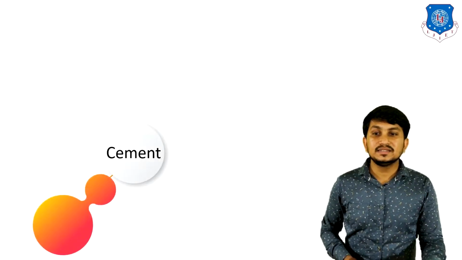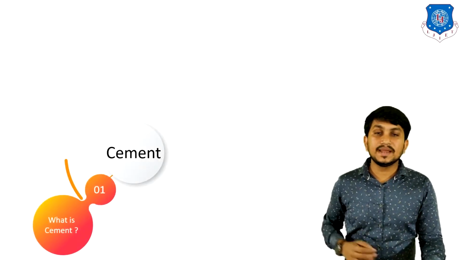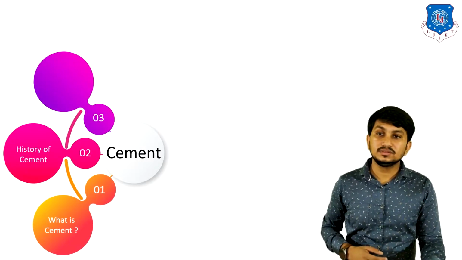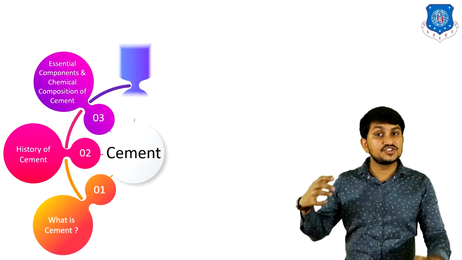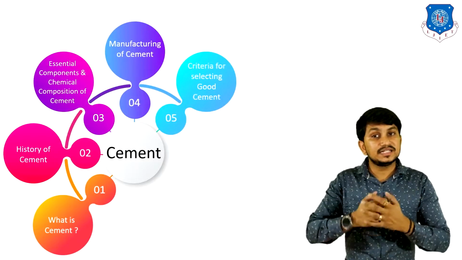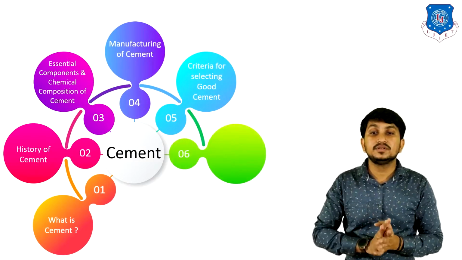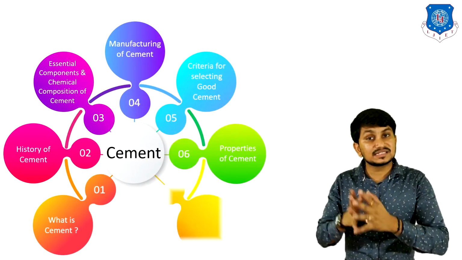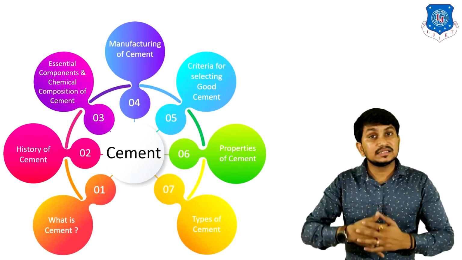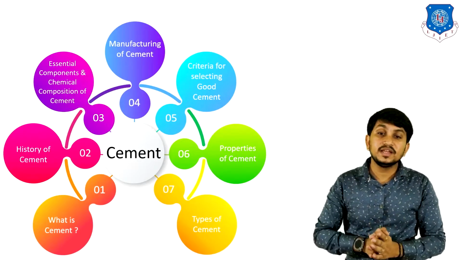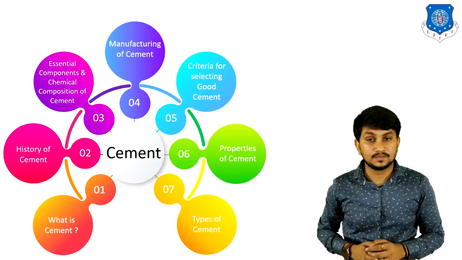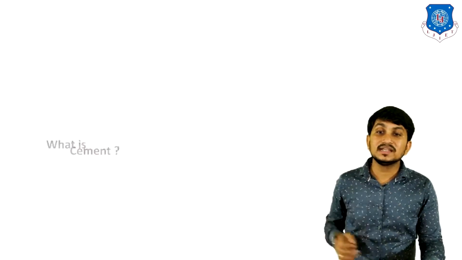In this, first we will discuss what is cement, then the history of cement, then the essential components and chemical composition of cement. Then we will discuss manufacturing of cement, then various criteria for selecting good cement, then various properties of cement. And lastly, we will discuss various types of cement which are used nowadays. Okay, let's start with what is cement.